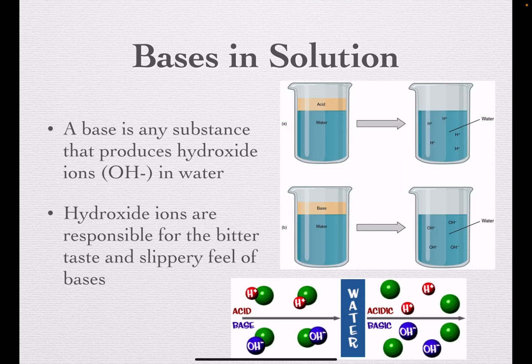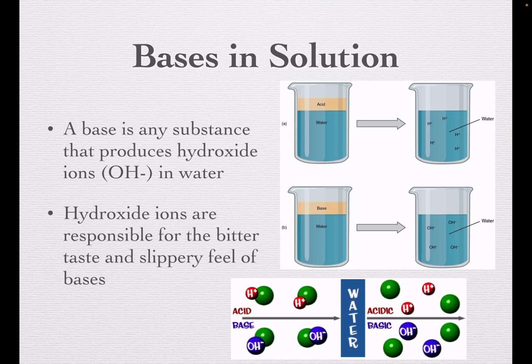So bases, similarly, have something that breaks off, but this time it's going to be hydroxide ions. So they have OHs that are bonded together that break off. What I was just talking about with the chemical makeup: you have to make sure there's hydrogen in the acids, but in the bases, you have to make sure that there's hydrogen and oxygen bonded together so that they can produce hydroxide ions when they're in the water. Those hydroxide ions are what are responsible for that bitter taste or that slippery feel that we talked about in 7.3.